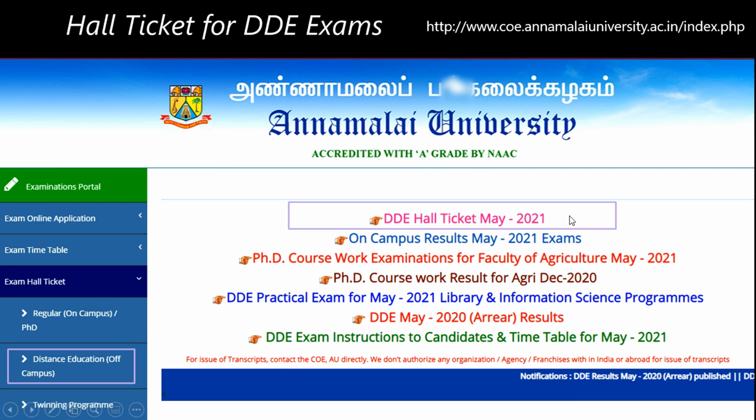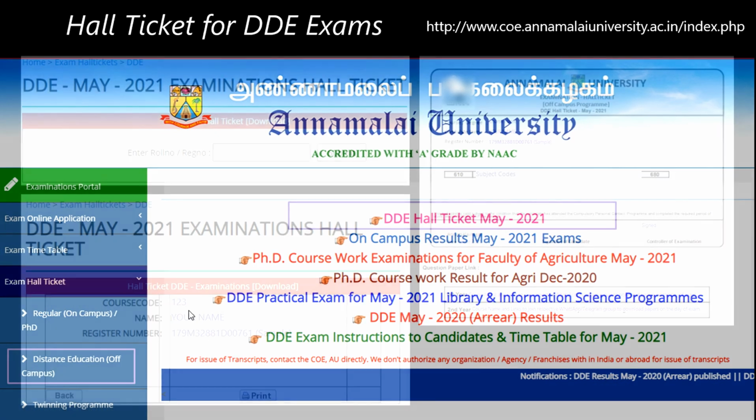Some of you might wonder why do we need a hall ticket when the exam is going to be online this year? And the reason for that is the hall ticket contains an important number, that is the registration number that you would need to fill on the answer sheets. So yes, the link is on the website as well as on the left side under exam hall ticket. You would find distance education off campus, and that's where you can download this.